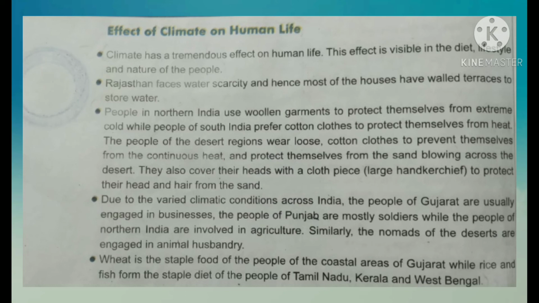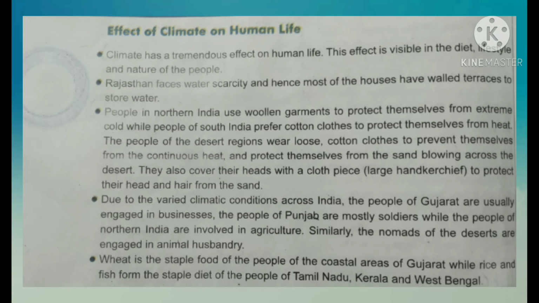Due to the varied climatic conditions across India, the people of Gujarat are usually engaged in business. The people of Punjab are mostly soldiers, while the people of northern India are involved in agriculture. Because of the climatic condition, the people living in Gujarat are connected with business. If we are talking about Punjab, mostly the people are soldiers, and in northern India they are involved in agriculture. Similarly, the nomads of the deserts are engaged in animal husbandry. Nomads means people who don't have a fixed place, so they are engaged in animal husbandry, means animal rearing.